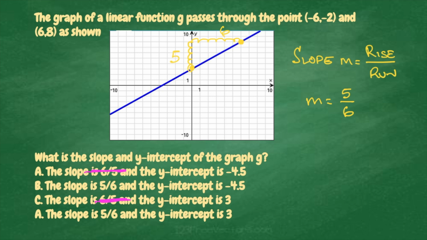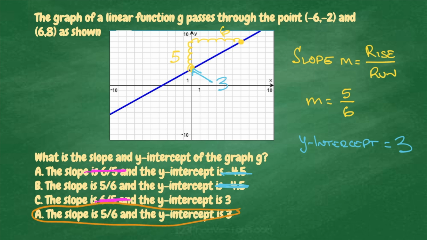All that I have left is actually determine what is my y-intercept. Now my y-intercept, it is actually where the line crosses the y-axis, which in this case will be right there. In that particular case, my y value is 3. So my y-intercept equals 3. So not -4, 5. So my answer is D. I have a slope of 5 over 6 and my y-intercept is 3.